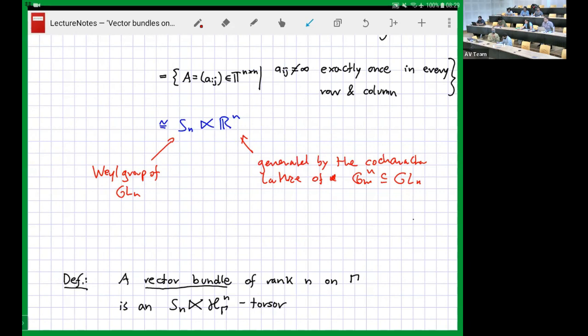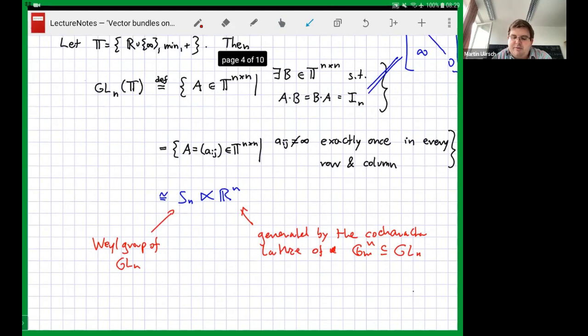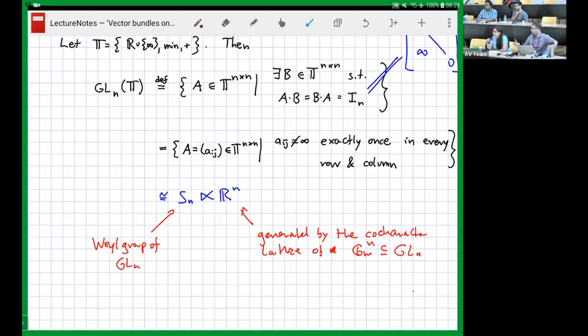Yeah, there's a question. So if instead of min, I take max, can I define GLN in a similar way for that as well? Oh, yeah, you totally can. Then, wherever there is infinity, there would be a minus infinity, and everything will work out the same way. And then there will be a sign flip here in this isomorphism.